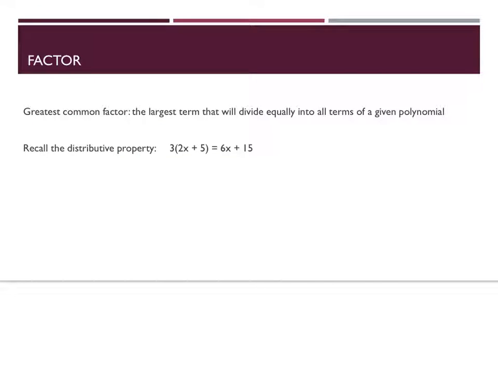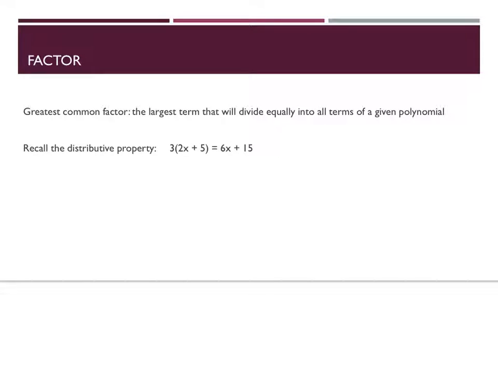Now we're going to learn how to factor a polynomial. There are a lot of ways that we can do this, and we're only concentrating on one in this class, and that is the greatest common factor. We're going to look for the largest term that will divide equally into all the terms of our polynomial, and we're going to factor it.